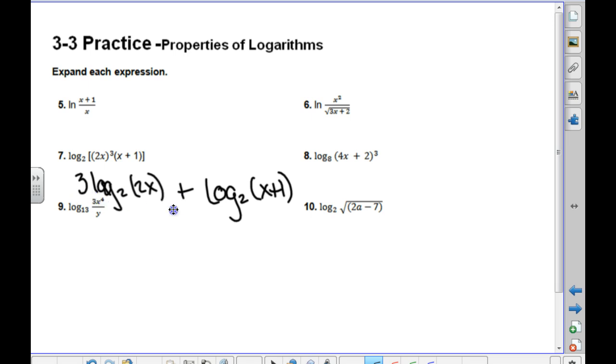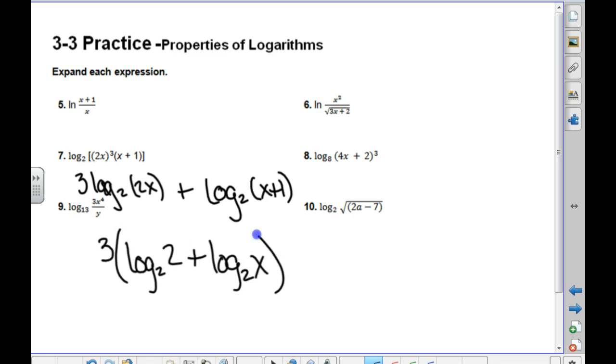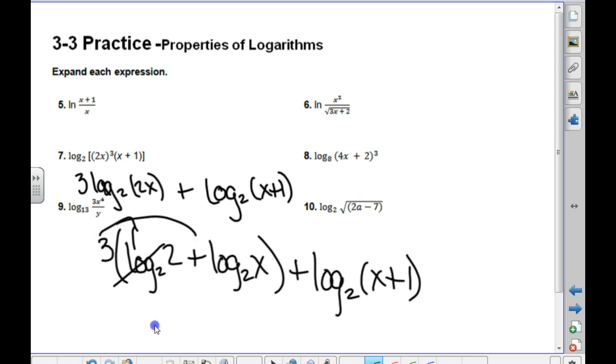So if you do 3 log base 2 times 2 and 3 log base 2. Yes, I'm still doing 7, by the way. You could write log base 2 of 2 plus log base 2 of x, and that 3 was on all of that. Does anybody see something we could simplify there? What is log base 2 of 2? It's 1. So this is really just a 1. So if we distributed that 3, you could write 3 plus 3 log base 2 of x plus log base 2 of x plus 1.